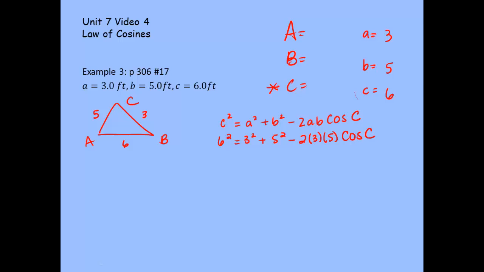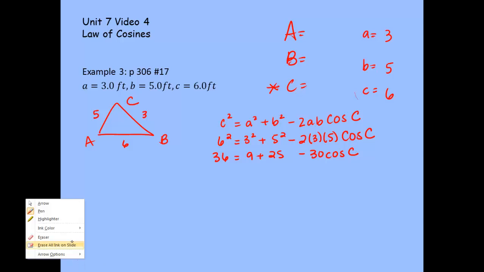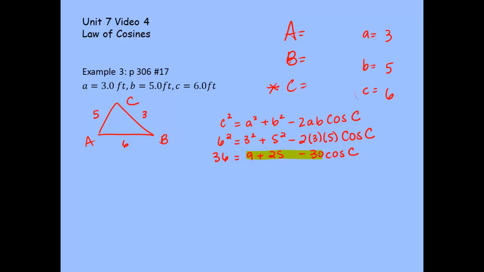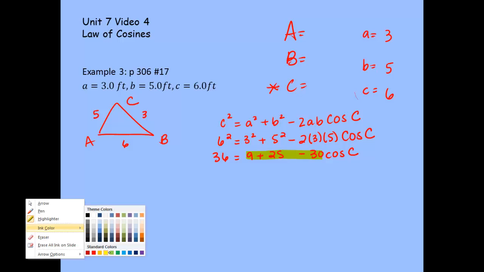Be very careful when you're doing this. I'm going to do more work than you need to on your very first one because there's a tendency of students to come up with no possible triangle, which is not the situation here. 36 equals 9 plus 25 minus 30 times the cosine of c. You absolutely, positively cannot combine those three things. This negative 30 is a coefficient on the cosine of c. You can subtract these values over to the other side.